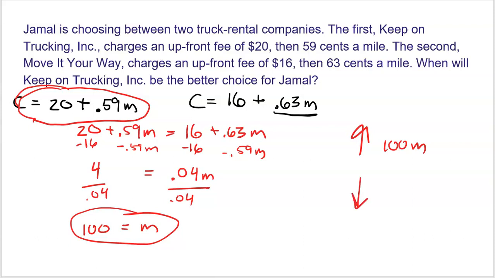But if you are going to go less than 100 miles, then it's cheaper to go with Move It Your Way. Because yes, you have that cheaper upfront cost. You're not going as far, so that 63 cents per mile doesn't hurt you too much. And you have the savings, the $4 you save off the front. So anything over 100 miles, it's going to be much smarter for Jamal to use Keep On Trucking. And again, we solved all of this with linear functions. So those are a couple fairly simple word problems that you need linear modeling to understand.